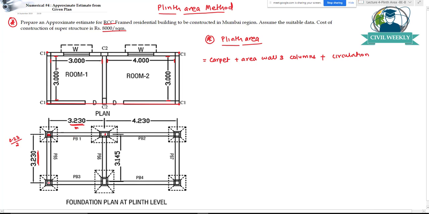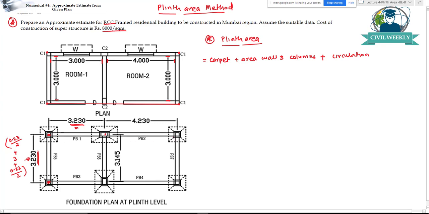The internal dimension from inner wall to inner wall is 3 meters, so plus 3 meters. And from this edge to this center, the dimension again will be 0.23 by 2. If I add all these, I will get this dimension, 3.23 meters.